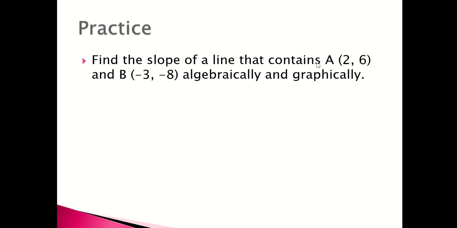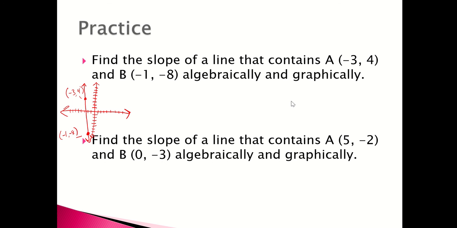All right, another one. I want you to graph this one first. Find the slope of a line that contains 2, 6, that's point A, and point B, negative 3, negative 8. So graph it first, find the slope graphically, and then find the slope algebraically. Okay, so I have plotted these 2 points, and I hope you have too. Negative 1, negative 8 is down here. Negative 3, 4, you'll see that there.